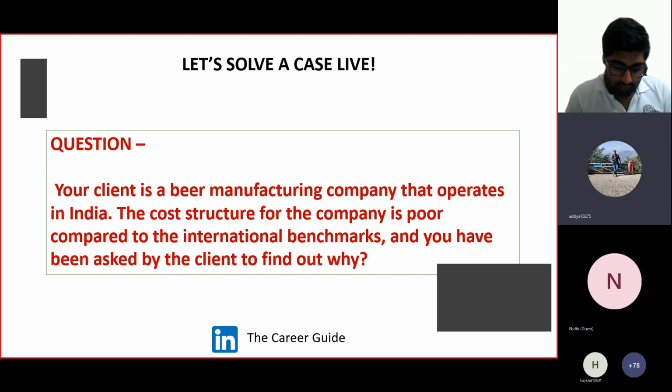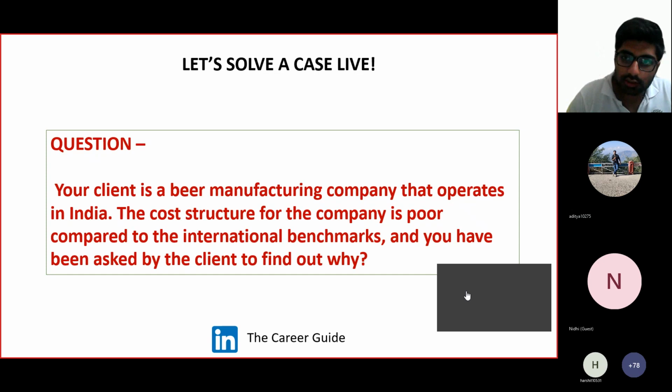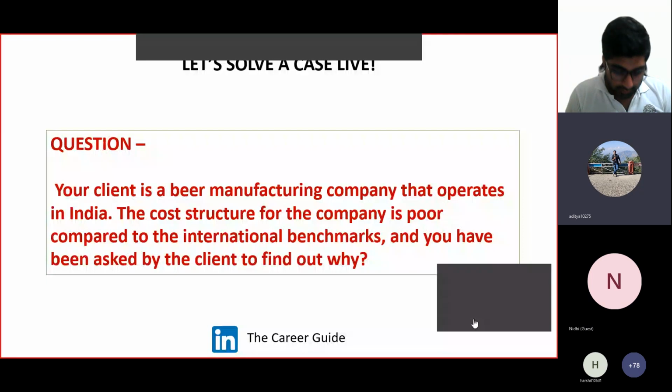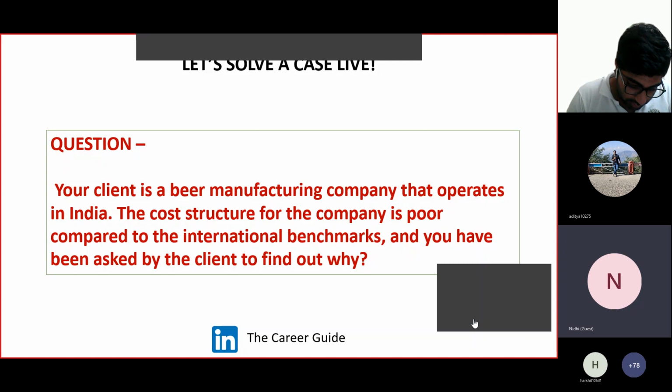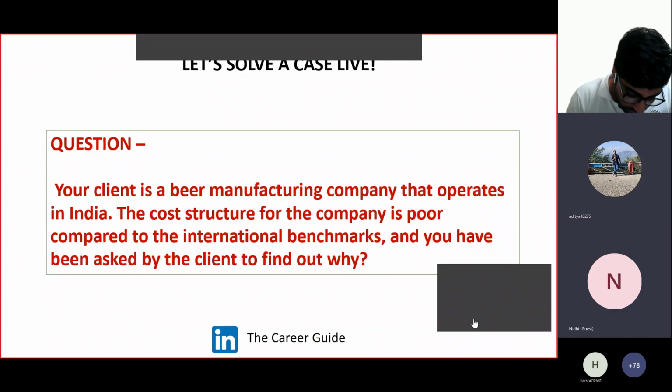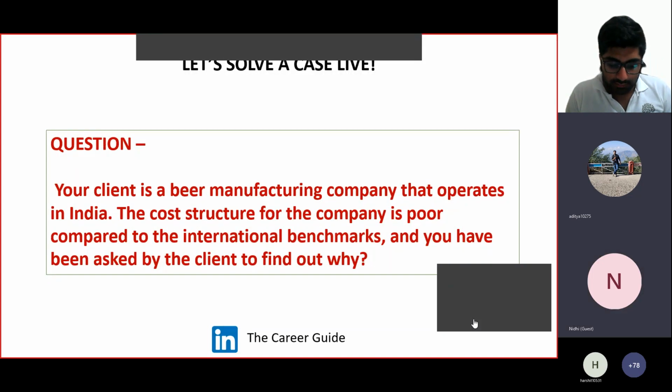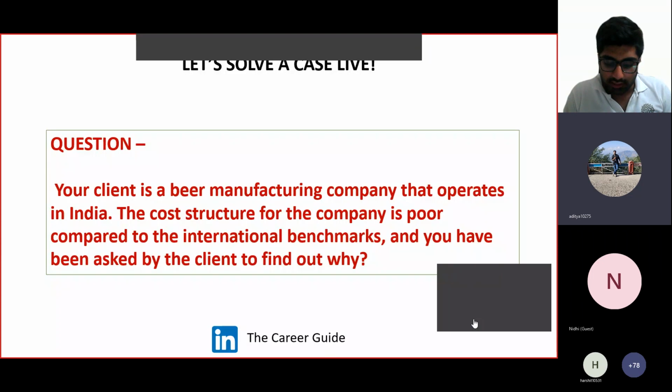And is this only a cost side problem, or are we also facing some kind of problem in revenue as well? Let's ignore the revenue side as of now, and let's look into the cost side only. And is this an industry-wide problem, or is it a company issue? Like only our company is facing this? It's not an industry-wide issue. It's specific to our company. Okay. So since our client only manufactures beer, there is no point of any range. So just to reiterate, our client is a beer manufacturer who operates in India, and he is facing a problem with costs, and he is not able to match the international benchmarks.